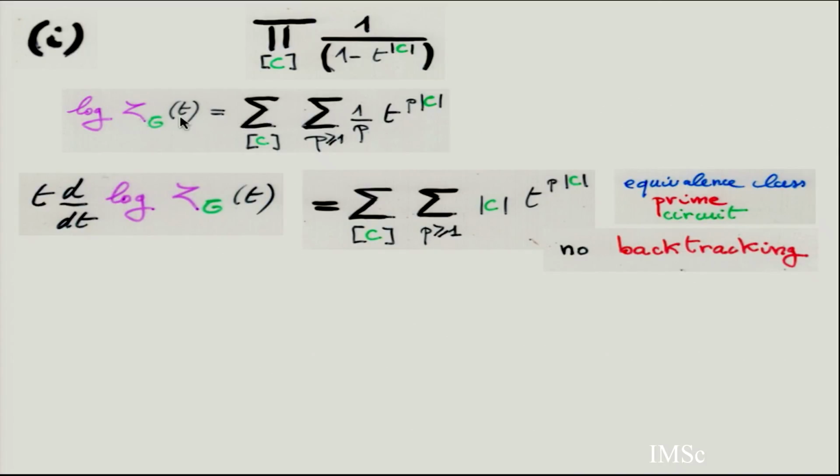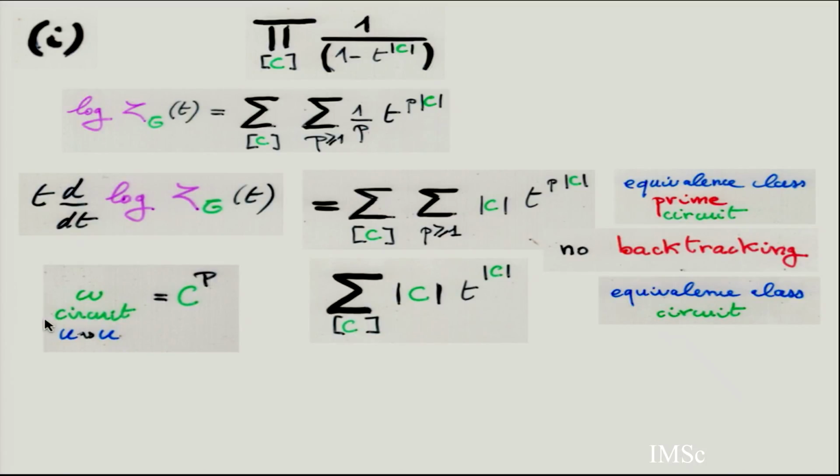Taking the logarithm, it's just given by this, the definition of the logarithm, the sum of logarithm of this, which is 1 over p, t power p times the length of c. So take the derivative, it gives you this. Derivative of this, the p is going to cancel. So what you get is the sum over all equivalence classes of prime circuits with no backtracking, the sum over t power p times the length of c, and here the length of c. But it's restricted to equivalence classes of prime circuits.